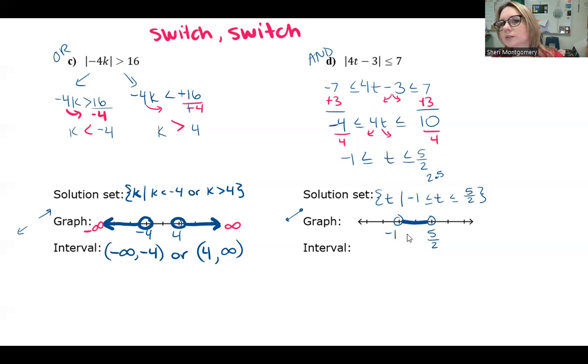The intervals for these are pretty easy. It's an and statement. So we have -1 to 5/2, and they're both parentheses. No, they're not. Nobody even wanted to check me. These are solid circles. There's something underneath the inequality symbol. Solid circles, so they are not parentheses. So many little things to remember.